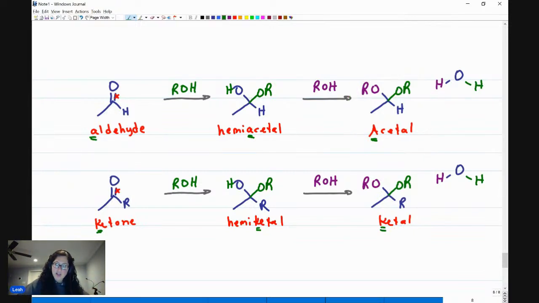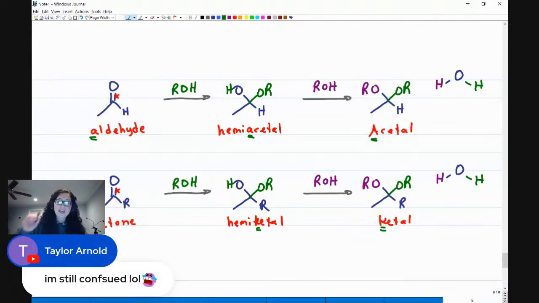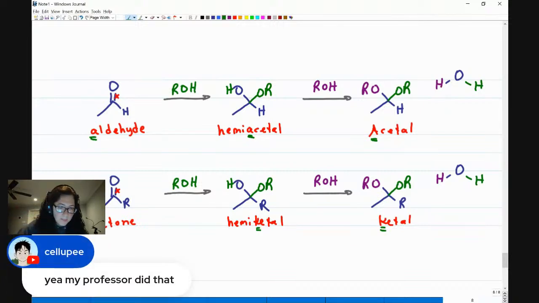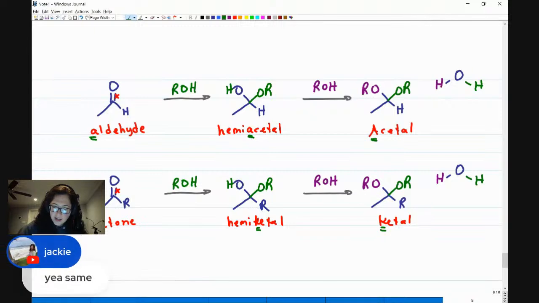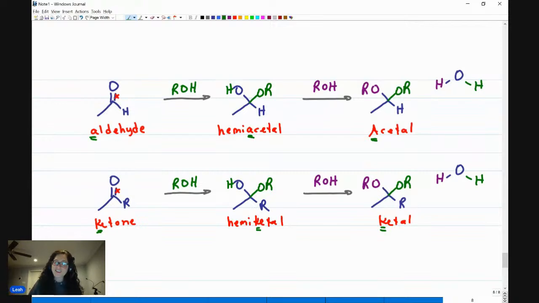Let me know if that makes sense because I see at least one confusion. So Taylor, tell me exactly where you're confused so that I can clarify. Yep, my professor did that. Yep, same. I watched your video today, like a breed of dog almost. Yeah, there you go. So the breed of acetal is an acetal or a ketal.